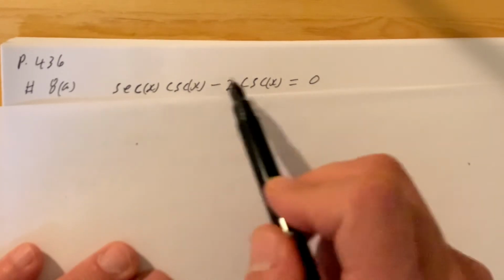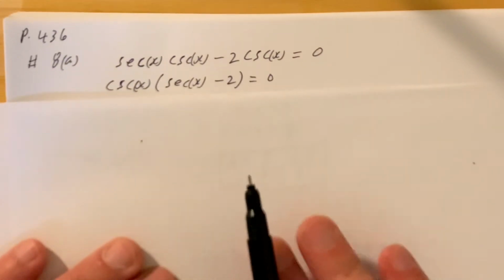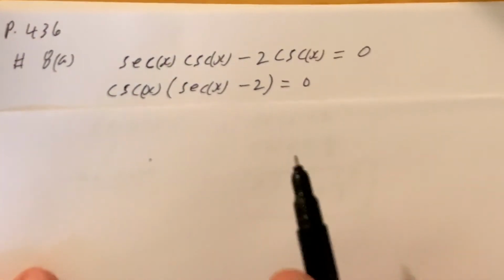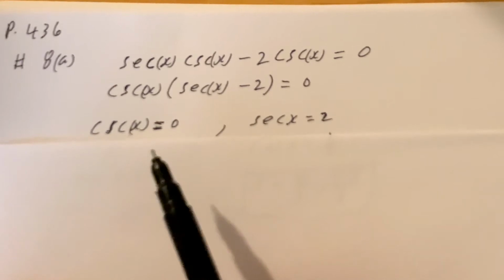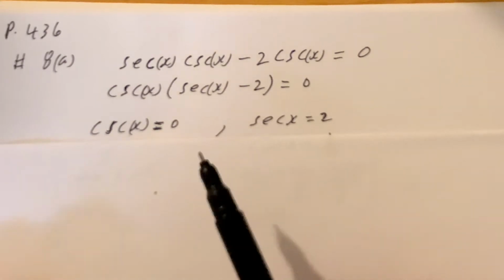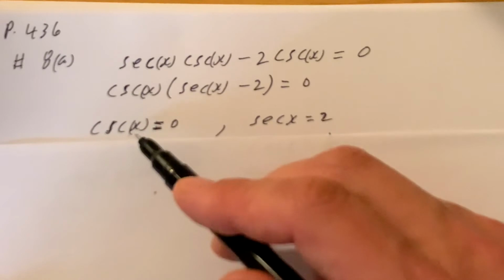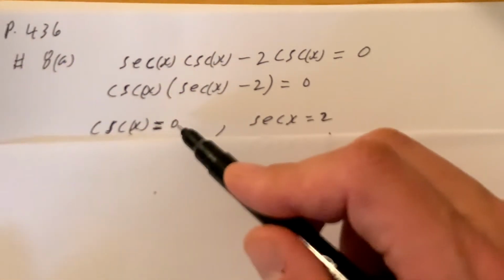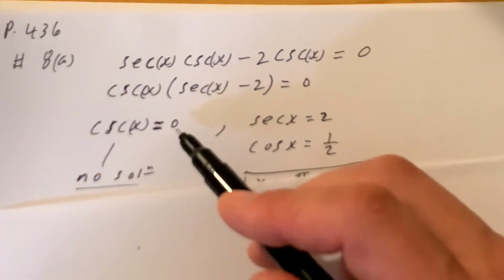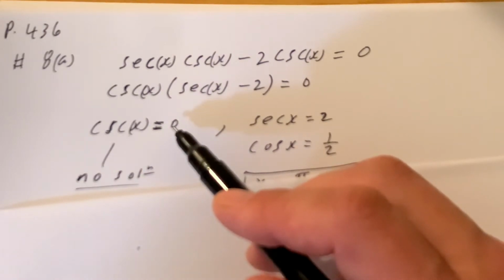Well, I noticed that cosecant is a common factor, so I'm going to take that out. Okay, so I've taken that out, and I'm going to solve this now. Cosecant x equals 0, and secant x equals 2. Well, cosecant is 1 over sine. If I tried to solve for sine in this, I would take the reciprocal, and the reciprocal of 0 is undefined. So there is no solution for this. And if you look at the cosecant graph, cosecant never equals 0.